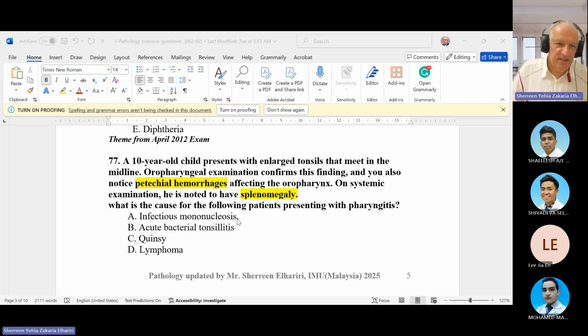Infectious mononucleosis is caused by Epstein-Barr virus. Epstein-Barr virus in China gives nasopharyngeal carcinoma. In Malaysia and the Middle East it gives infectious mononucleosis. In Africa, in black races, it gives Burkitt lymphoma. It is usually characterized by jaundice, splenomegaly, general lymphadenopathy, and tonsil enlargement.